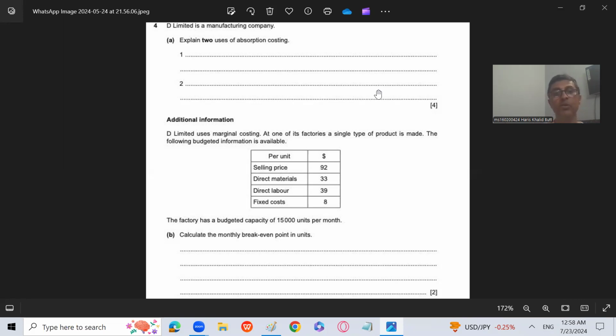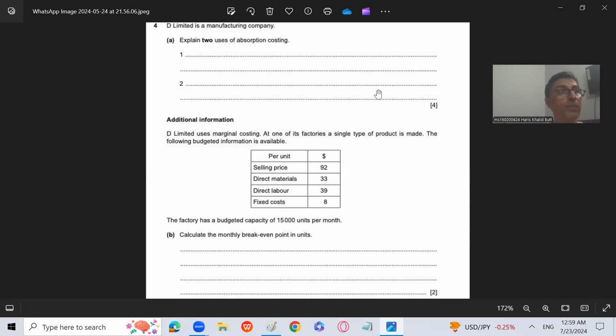Today we are going to solve a question from the paper May-June 2024 variant 22, the recent paper whose results are not yet declared by Cambridge, yet to be declared in August. So May-June 2024 variant 22, question 4, we are going to solve.